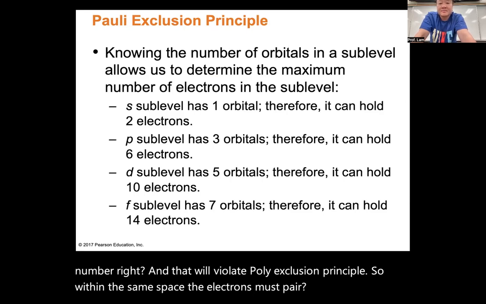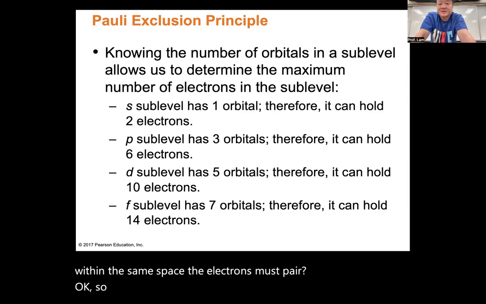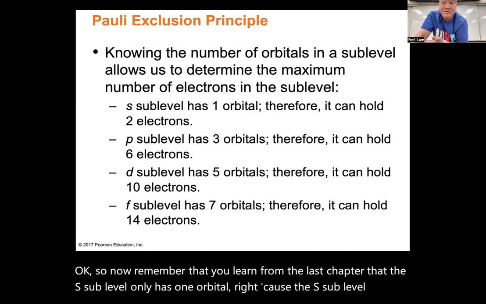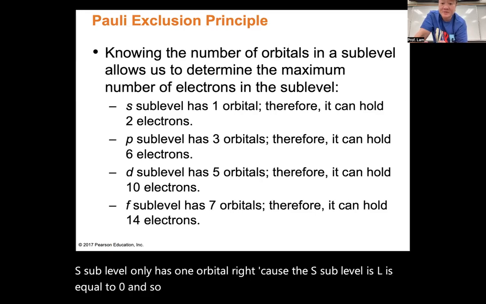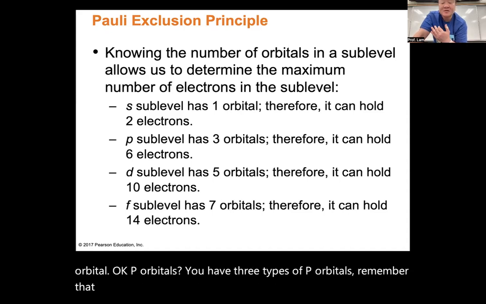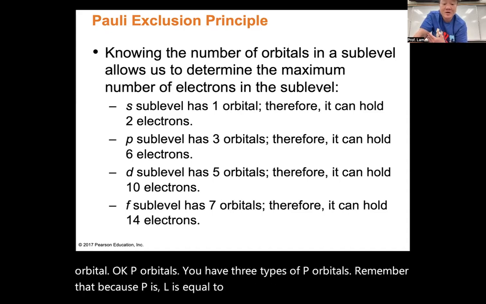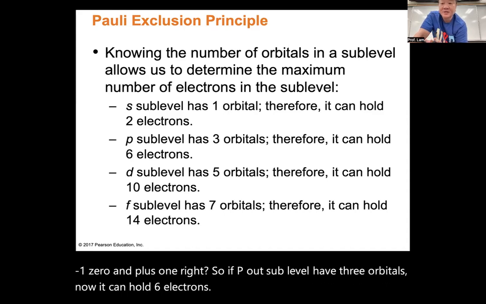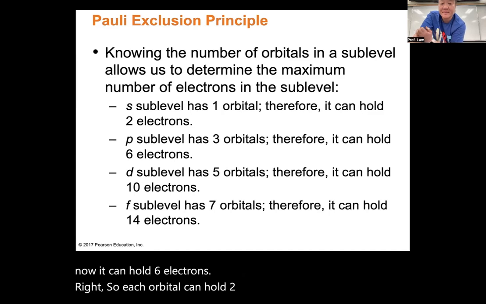Okay. So now remember that you learned from the last chapter that the s sublevel only has one orbital, right? Because the s sublevel is L equal to 0, and so ML can only be 0. So you only have one type of s orbital, okay? P orbitals, you have three types of p orbitals. Remember that? Because p is L equal to 1. So when L is equal to 1, ML can be -1, 0, and +1. So if the p sublevel has three orbitals, now it can hold 6 electrons. Each orbital can hold 2 electrons.